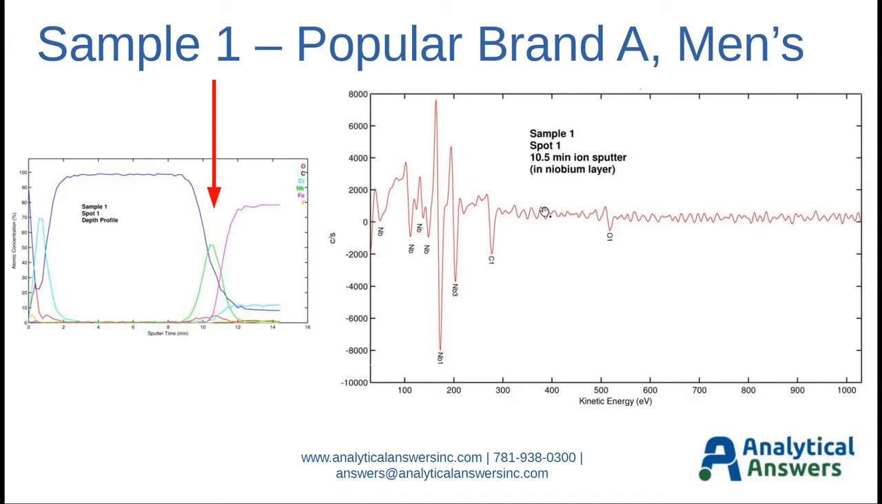And then we sputter to 10.5 minutes, and we get into that niobium layer at the interface. And that allows us, again, to see that there's no other elements in the depth profile that we might have missed.